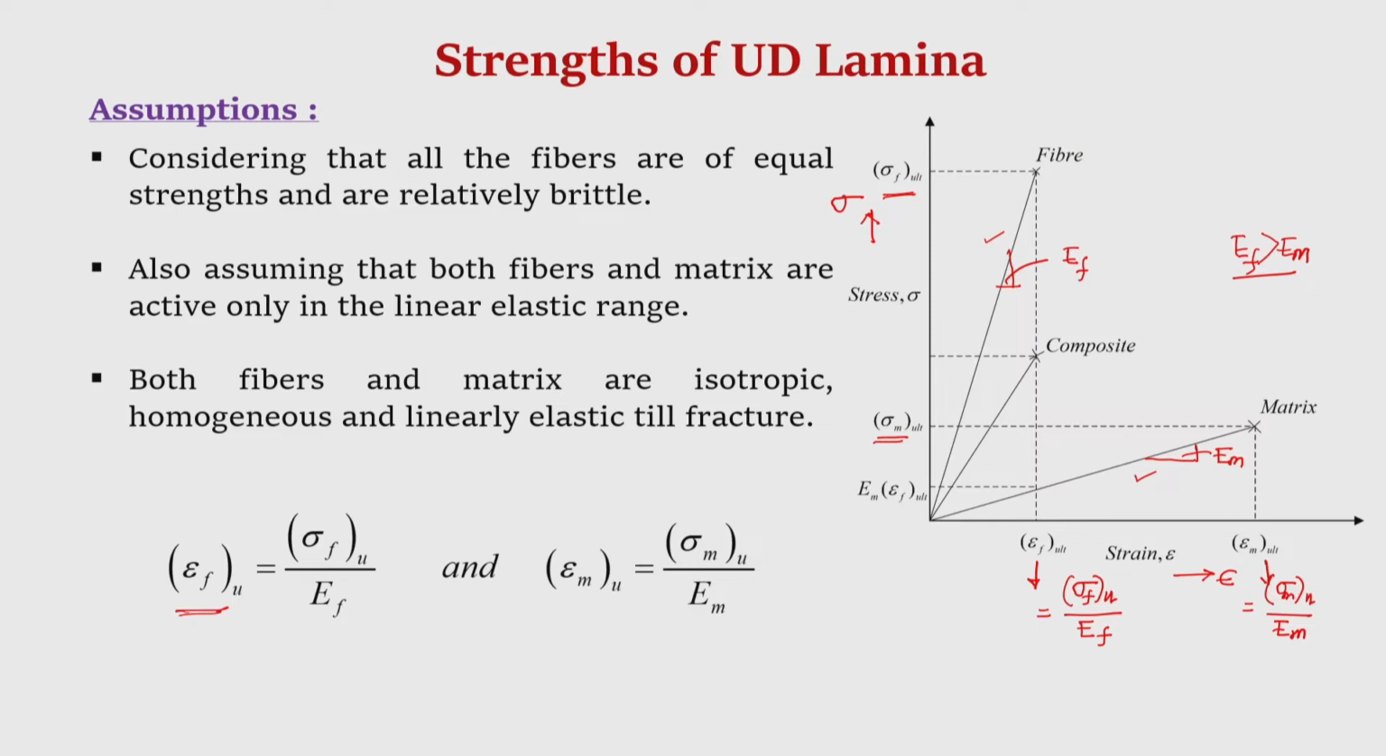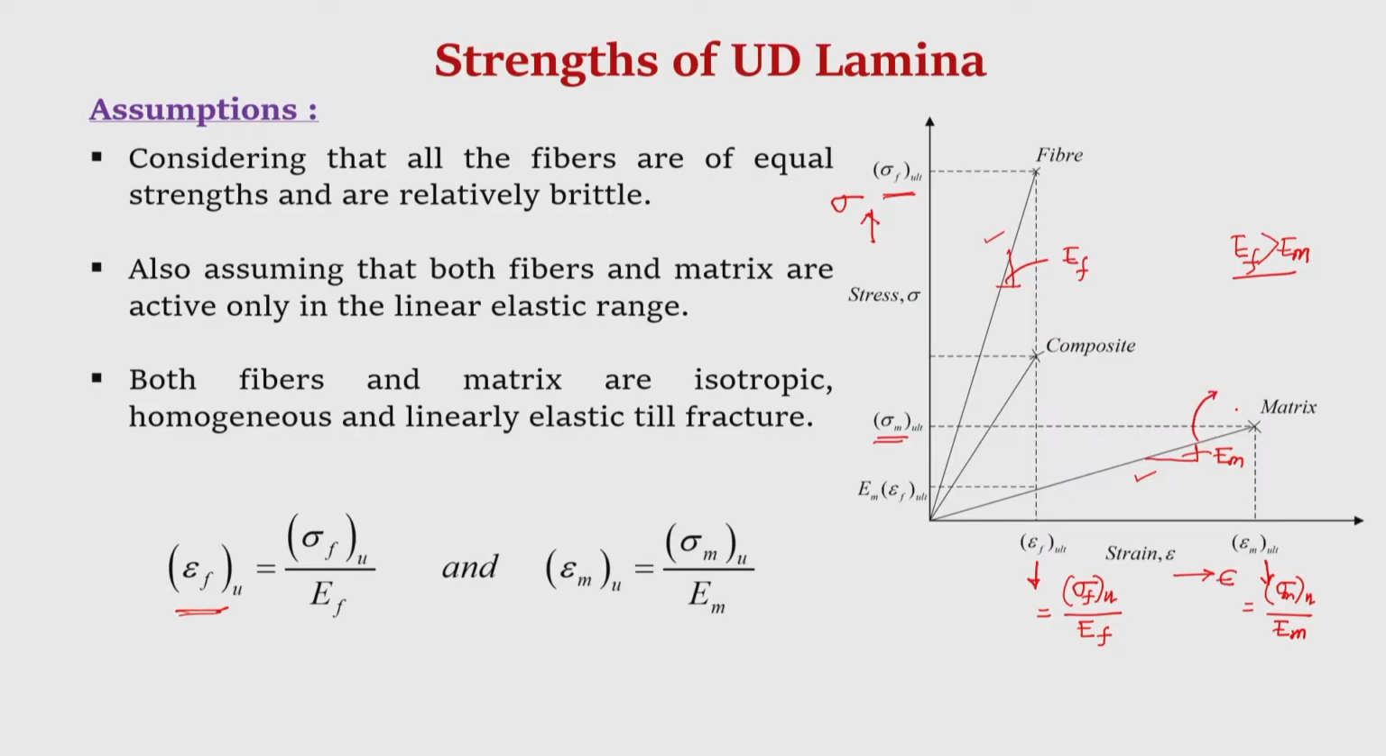Therefore, sigma m u divided by the Young's modulus of the matrix gives us the ultimate strain of the matrix. So, with these assumptions, that all the fibers are equally strong and brittle, that means till failure it behaves linear elastically. We have also assumed that the matrix is elastic till failure. And we have already discussed in our previous lectures that if this is the stress strain relationship for the matrix and this is the stress strain relationship for the fiber, the stress strain relationship for the composite will be somewhere in between. In this case, this is the stress strain curve for the composite.